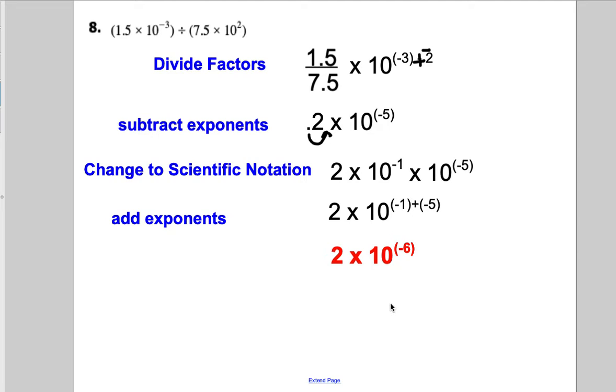But 2 times 10 to the negative 6 is scientific notation. It's already in scientific notation. 2 is greater than 1 but less than 10. Written as a times a power of 10, and it is scientific notation. Stop the video, fill in your notes.